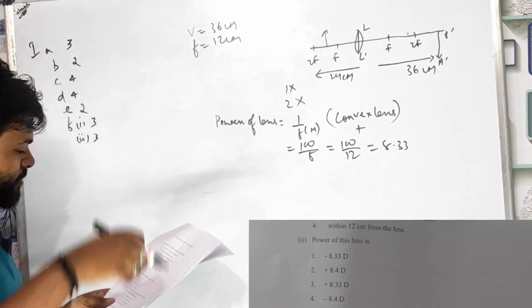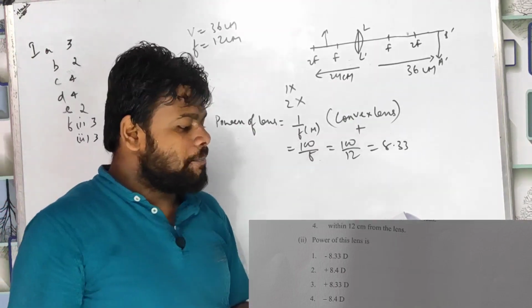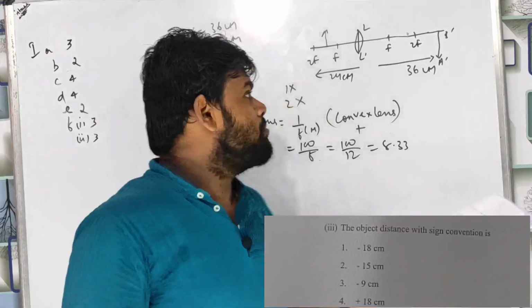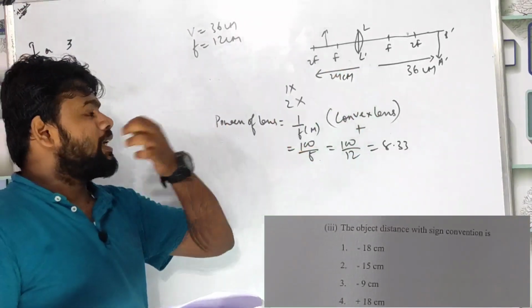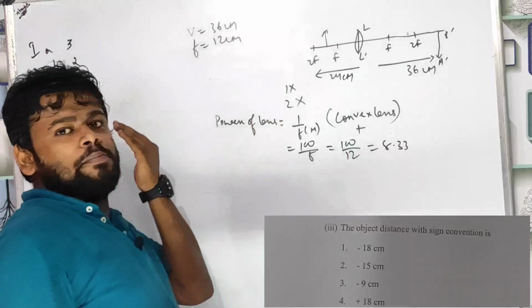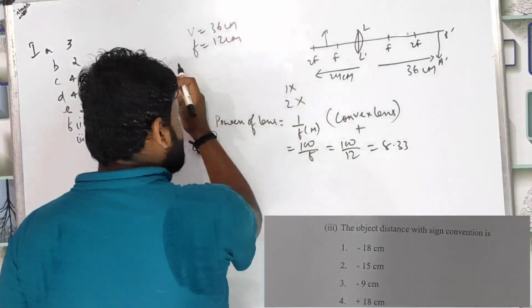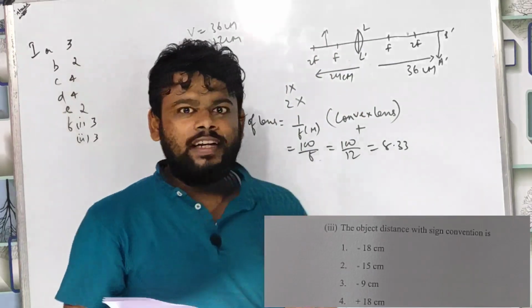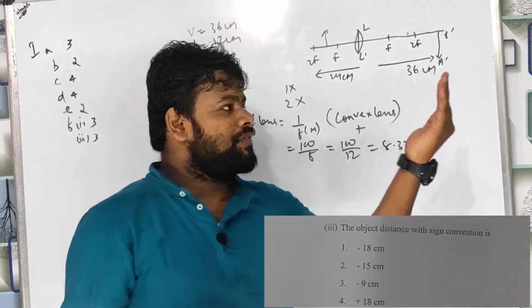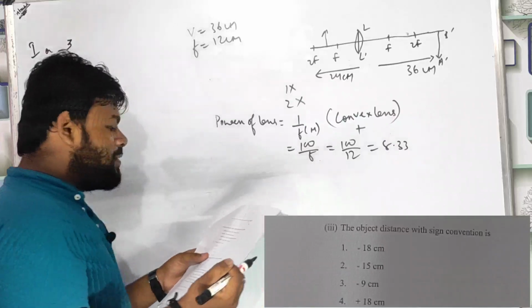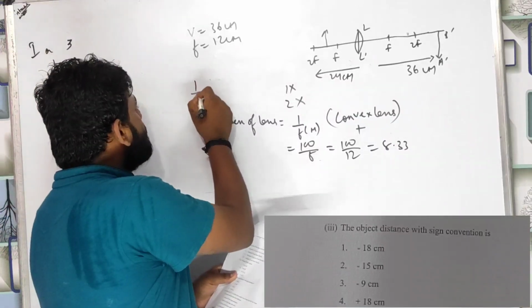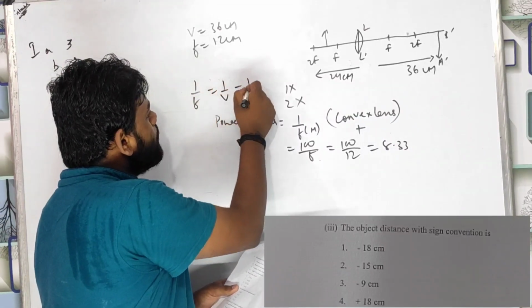Is it clear? Okay, bit 3. The object distance sign convention: if the object comes on the left, it is minus. Object distance is minus if it is coming to the left hand side. So what will be the formula? You know very well the formula: 1 upon f equals 1 upon v minus 1 upon u, right?